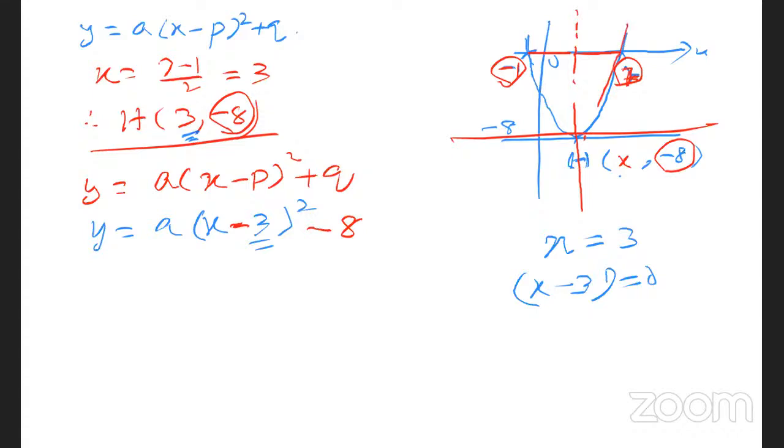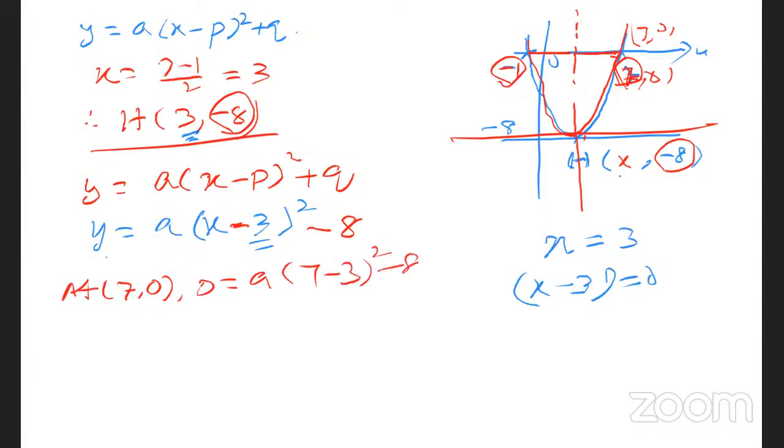This curve, this curve is this one. So at 7, 0, you understand? This is 7, 0, this point. So you just put at 7, 0, y is 0, x is 7. So 4 squared, 16a minus 8 equals 0, so 16a equals 8. So a equals half. You understand? Can?